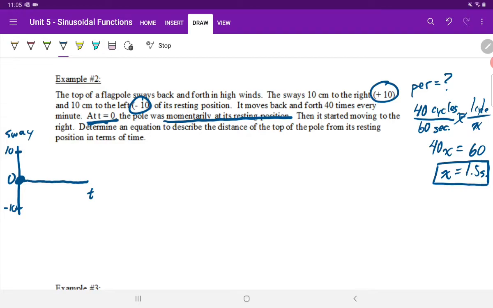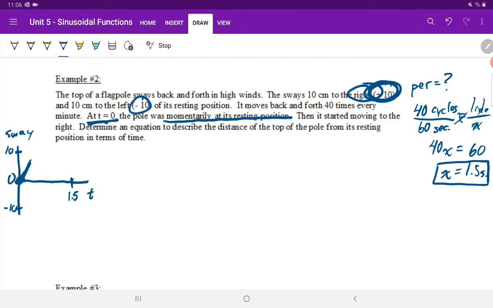Then it started moving to the right. So they told us that the right was our positive 10. So it starts going, on my graph, it's going to go up. Okay, so it's going to go up from that point. Determine an equation to describe the distance of the top of the pole from its resting position in terms of time. Okay, so let's do one period. Let's show one period here, 1.5 seconds.